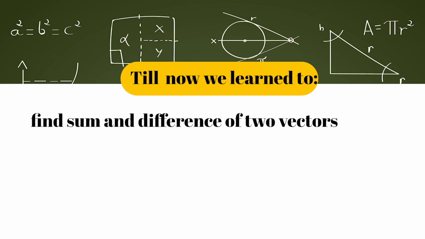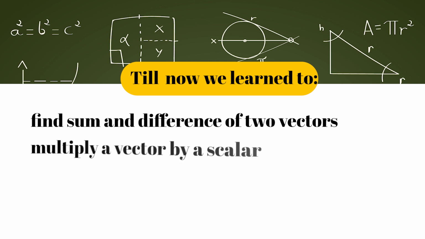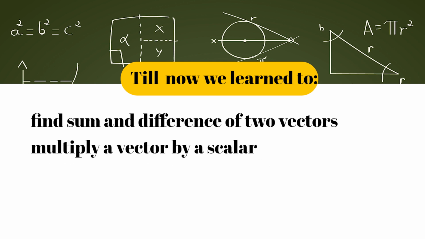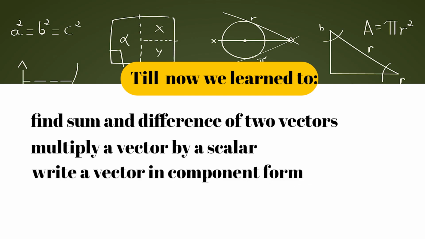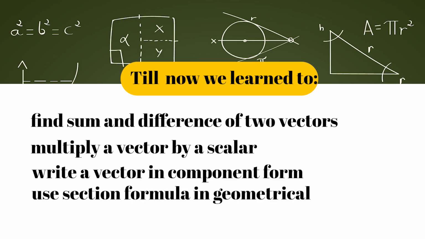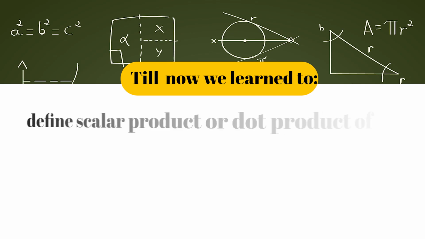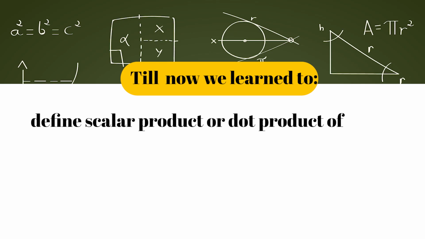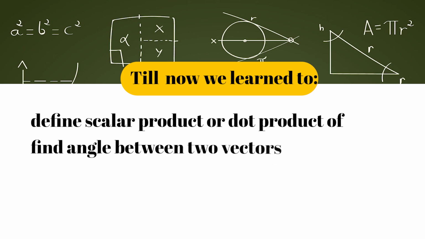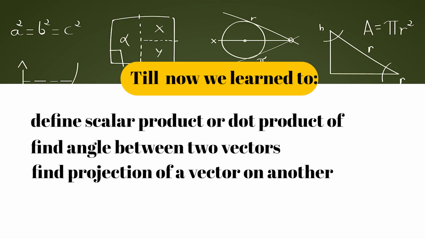While understanding the concepts of block number 4, we learned how to find the sum and difference of two vectors, how to perform the multiplication of a vector by a scalar, write vectors in component form, and how to use the section formula in geometrical problems. Apart from this, we understood how to define the scalar product or dot product of a vector, determine the angle between two vectors, and how to find the projection of vectors.